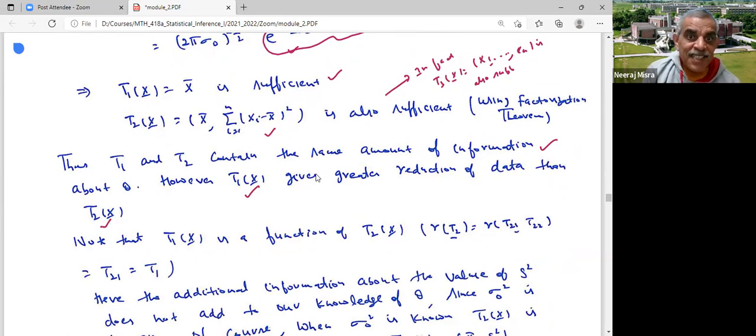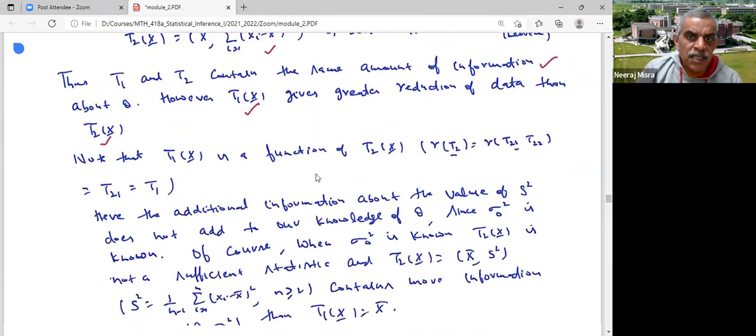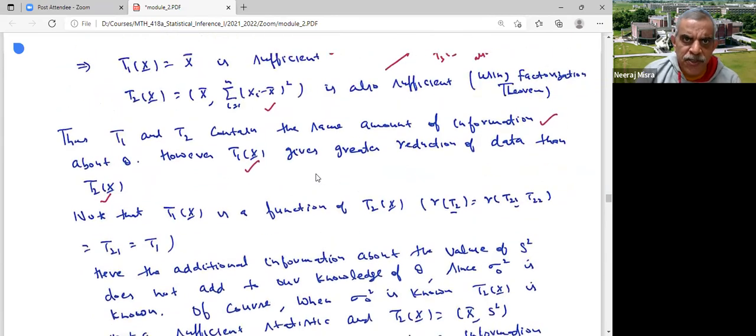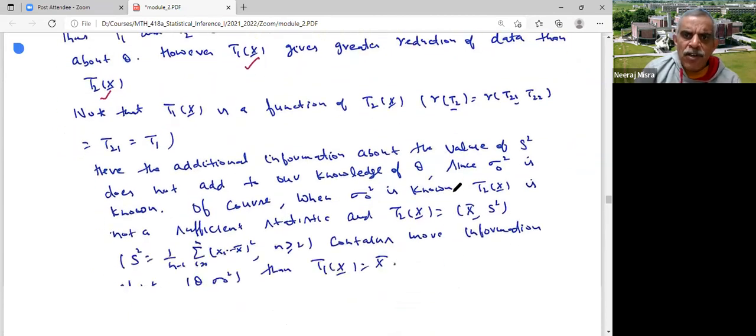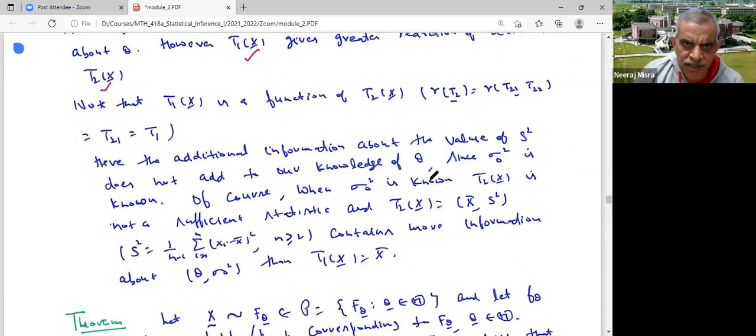Now note that T1 is a function of T2, because once you know T2, you can get T1 by just picking up the first coordinate. And how do you do that? What is the function? R of T2, which has two coordinates, T21 and T22, says you can get T1 only through the first coordinate, which is T21, which is T1. So here the additional information about the value S square, which is this quantity, does not add to our knowledge of theta, since sigma naught square is known.